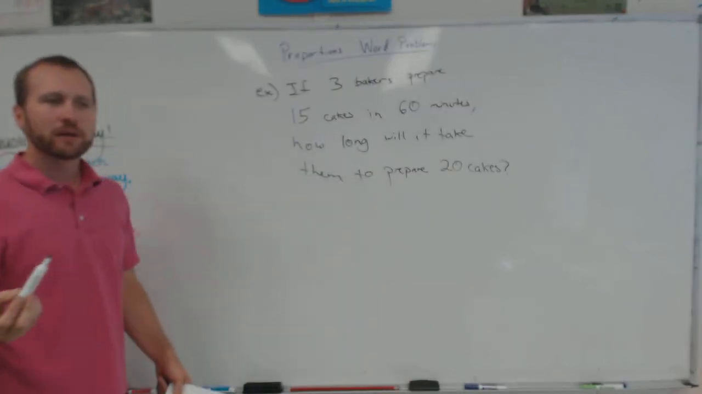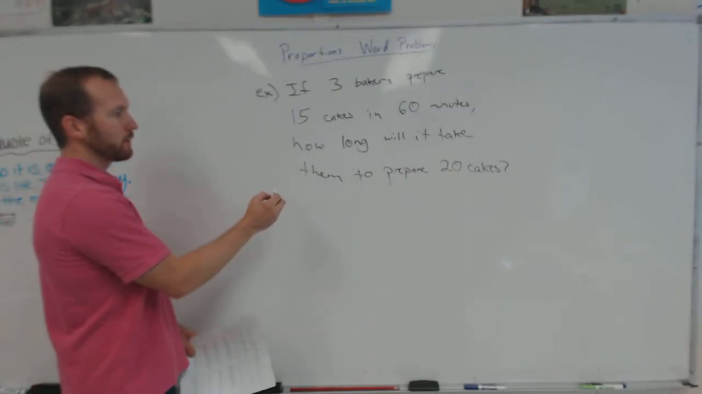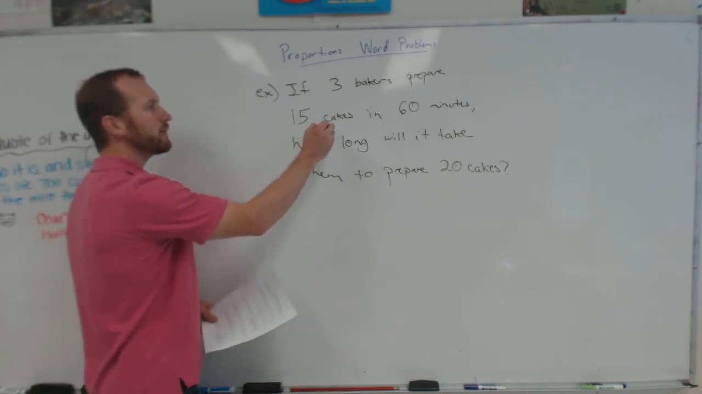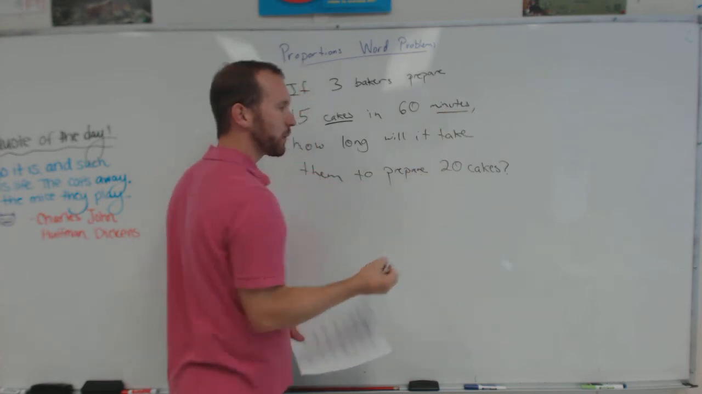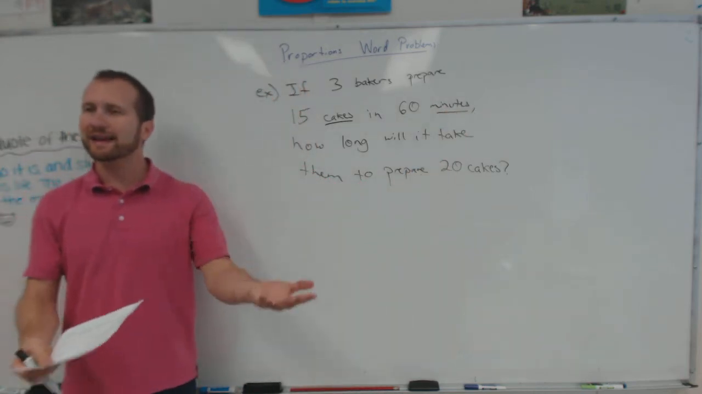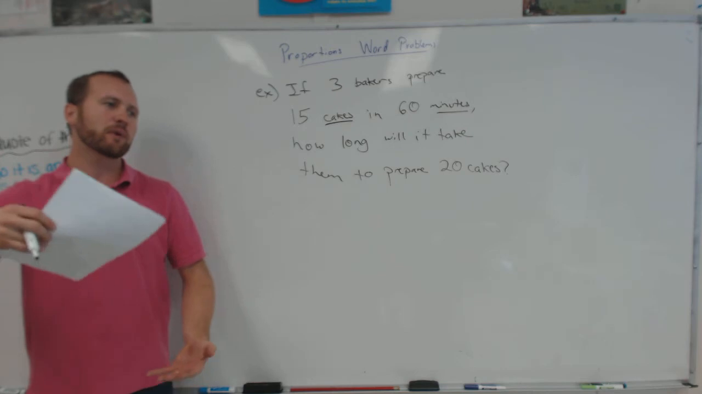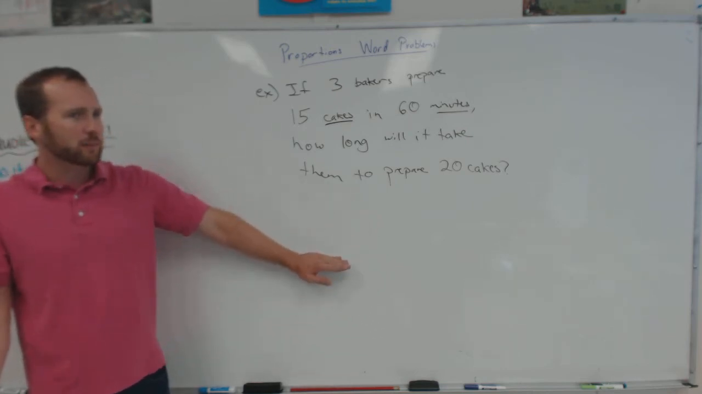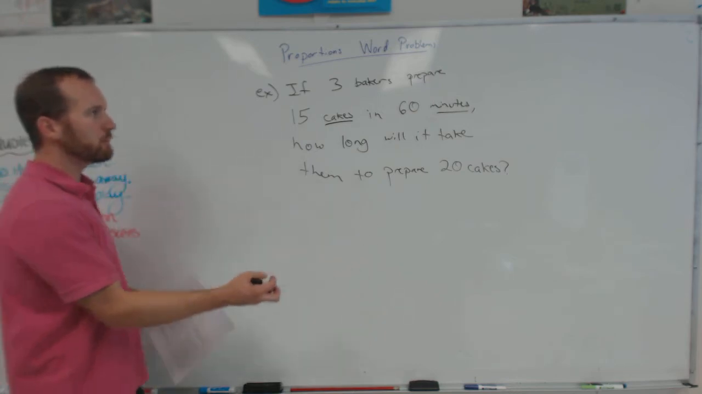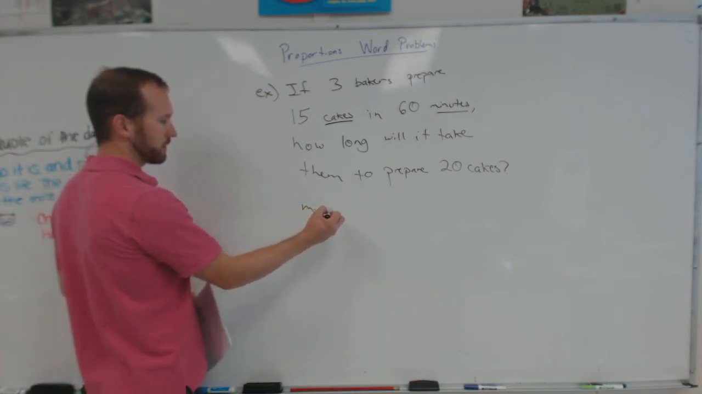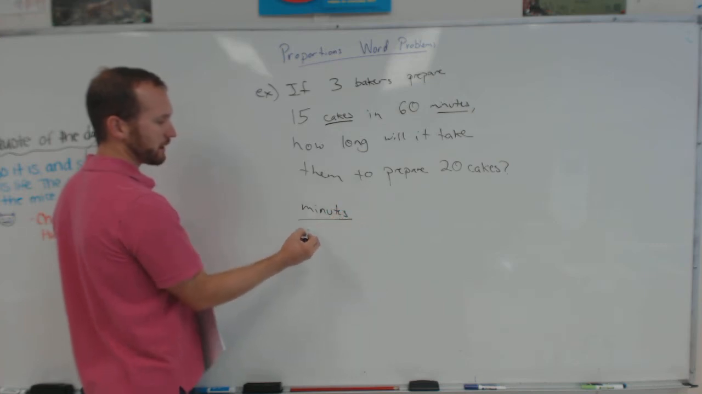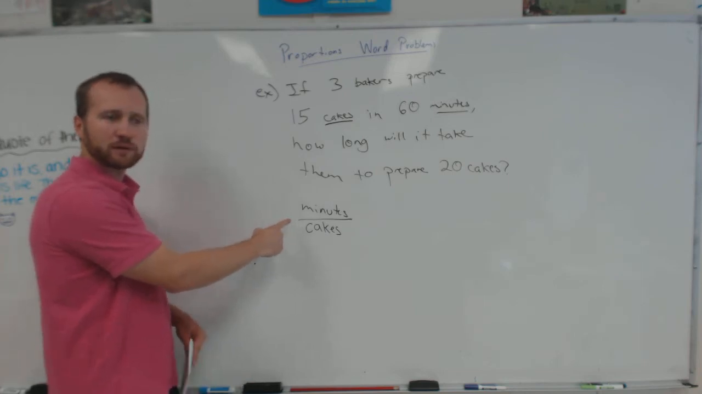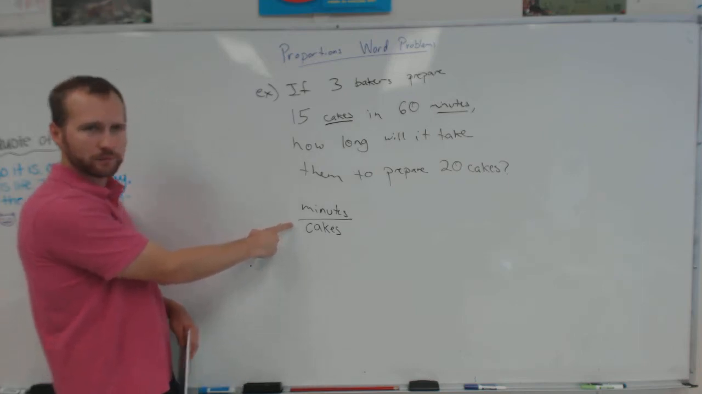So first step though, this is really important to think about. We're going to create our word ratio. And it doesn't matter which way we do it. All we have to see is that cakes and minutes are what we're comparing. How many cakes can you make in some amount of minutes? But it doesn't matter which one I put on top and which one I put on bottom. Right? Let's put minutes on top. So if I put minutes on top, what goes on bottom? Okay. Cakes. This is my map.